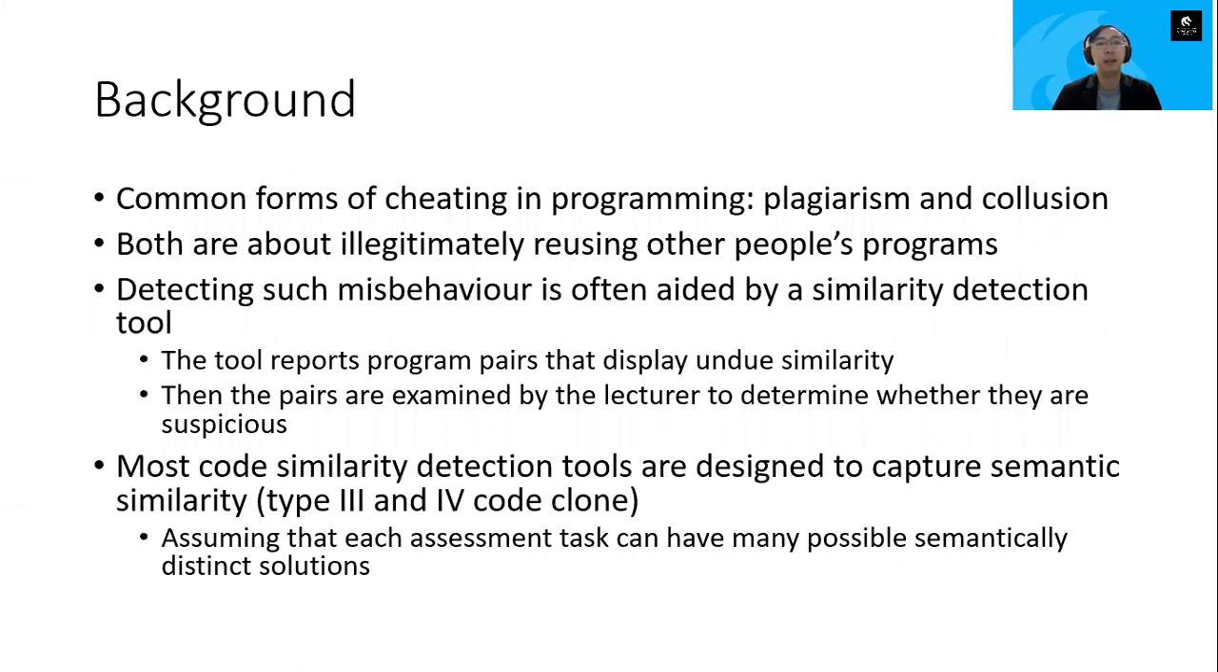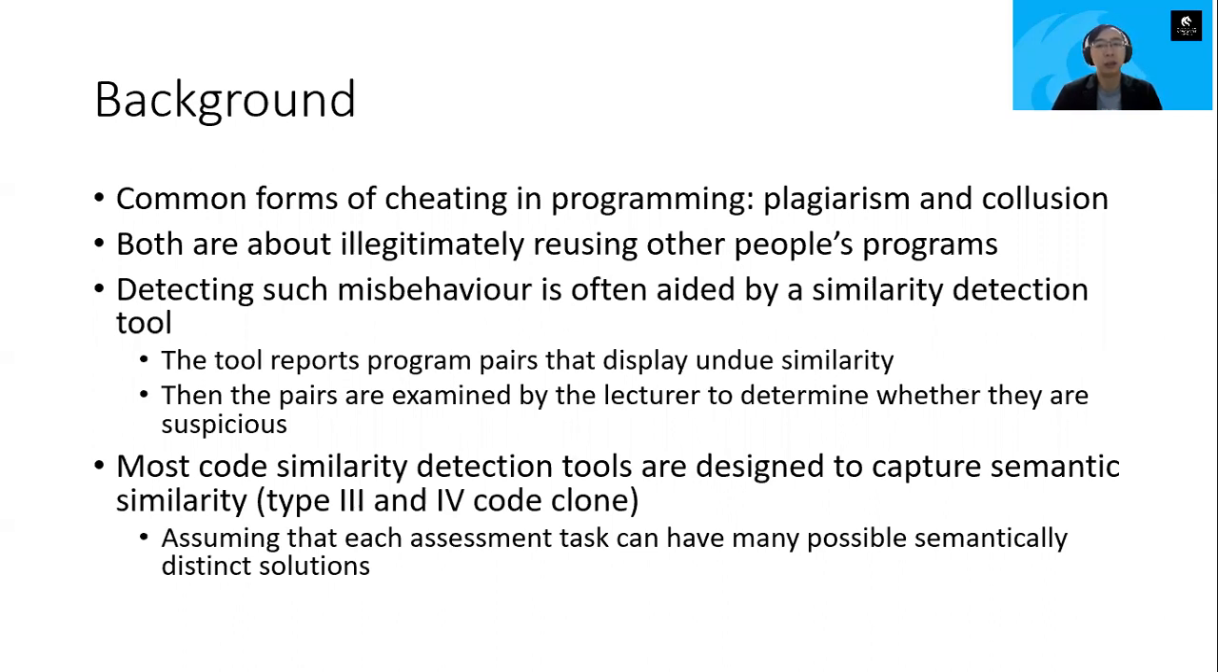First is the background. So, common forms of cheating in programming are plagiarism and collusion. Both are about illegitimately reusing other people's programs. Detecting such misbehavior is often aided by a similarity detection tool. So basically, the tool reports program pairs that display undue similarity. Then the pairs are examined by the lecturer to determine whether they are suspicious.